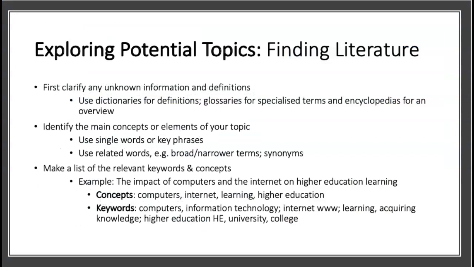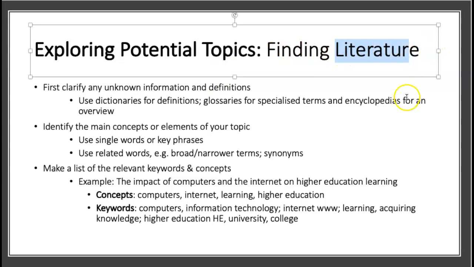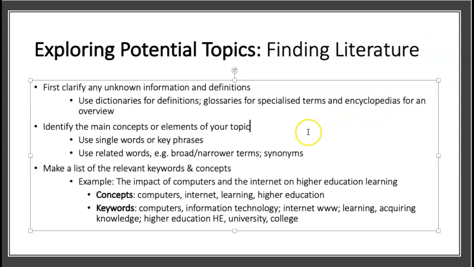So, in terms of exploring the topics and finding literature, and I remind you that literature is used as a research term here, first, you need to clarify any unknown information and definitions. This is really important. So in your title, if you're talking about, say, space tourism, which I'm going to talk about in a slide that follows, you need a clear definition. You need to use dictionaries for that, okay?